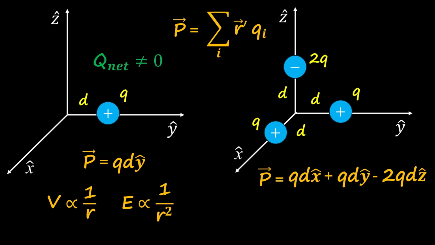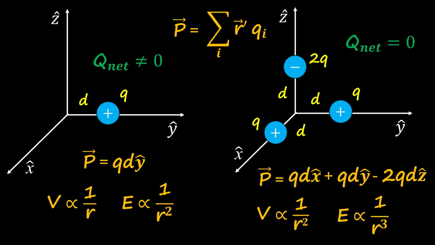Now in this second example, the net charge is 0. So since the net charge is 0, the dominating term will be the dipole term, because here the dipole moment is not 0. So with that logic, you can say that V will be inversely proportional to R square and the electric field will be inversely proportional to R cube.